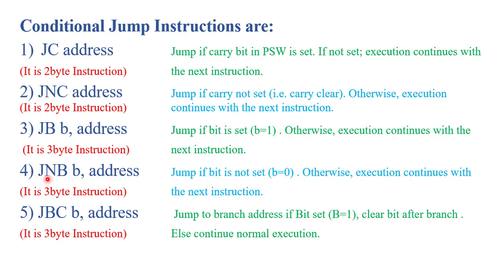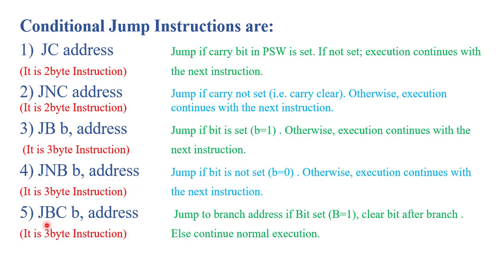Next is JNB bit, address. This instruction tells that jump if bit is not set. It means if the bit is 0, then the program counter jumps to the new location and is loaded with the new address. Otherwise, the program counter is not loaded with the new address and it continues to execute the very next instruction. This is also a 3 byte instruction: 1 byte for the opcode, 1 byte for the bit and 1 byte for the address.